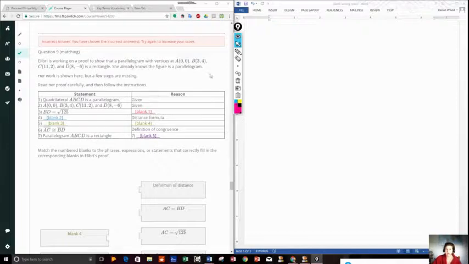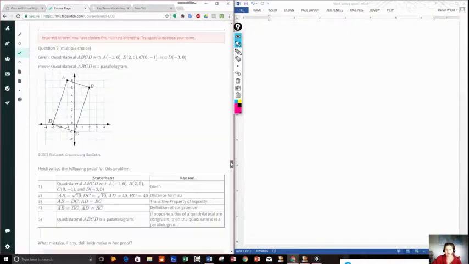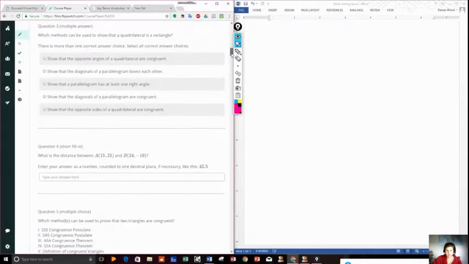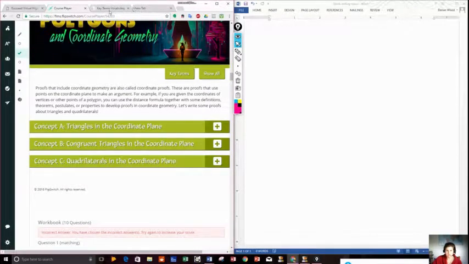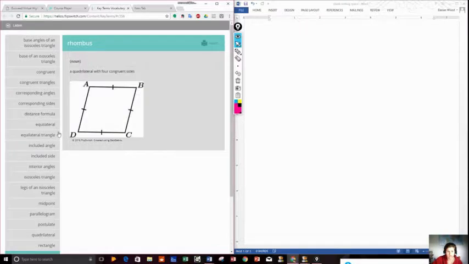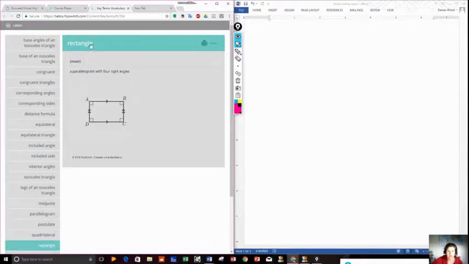Read her proof carefully. Okay, so I'm going to hopefully have this in my notes, but if I don't, then I'm going to go to my key terms again, which I already had, and I'm going to go to a rectangle. Rectangle is a parallelogram, so rectangle is a parallelogram, and I'm parallelogram with 4 congruent sides.